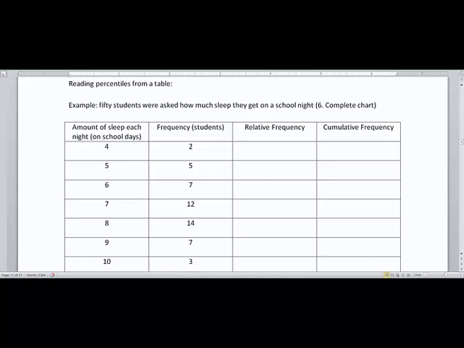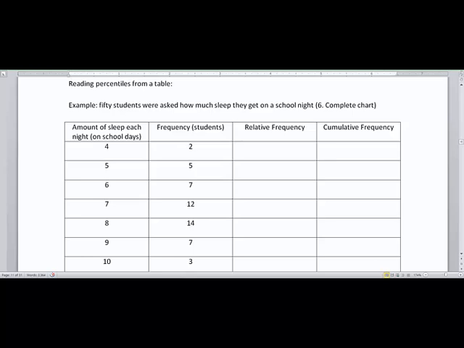For this statistics video, we are going to continue our talk about percentiles, and we're going to be finding percentiles from a table. We're also going to be looking at finding percentiles from a set of data, either by looking for the specific percentile or taking one of the data points and trying to figure out what percentile that data point is in.